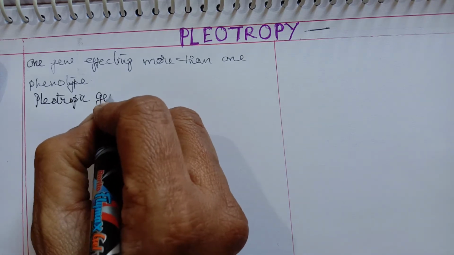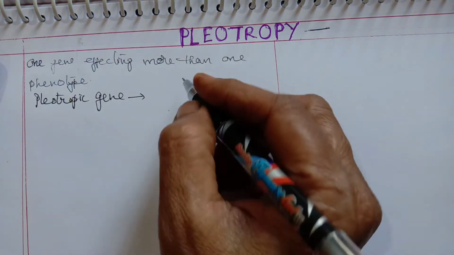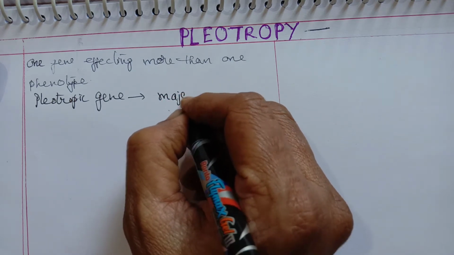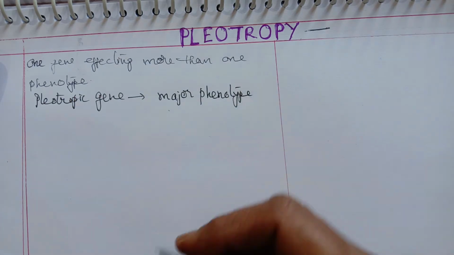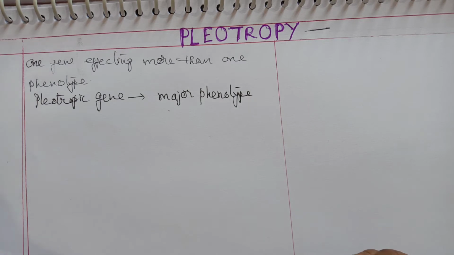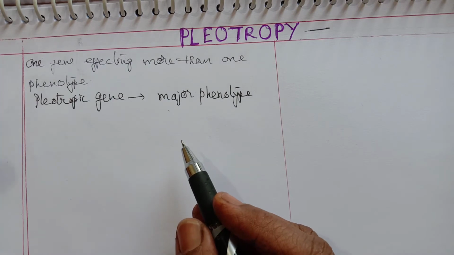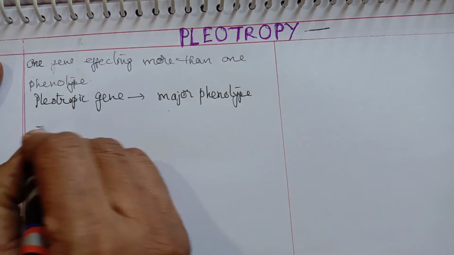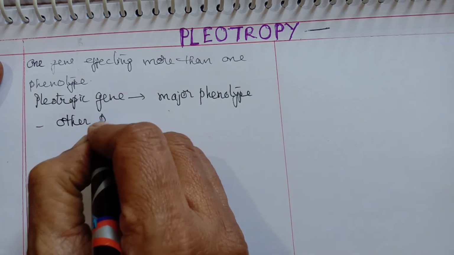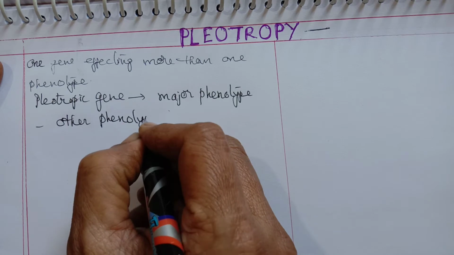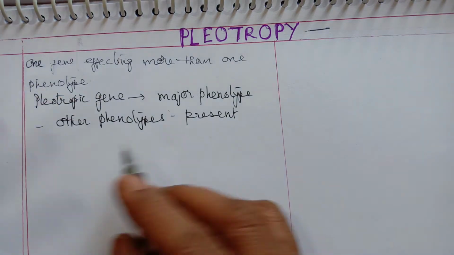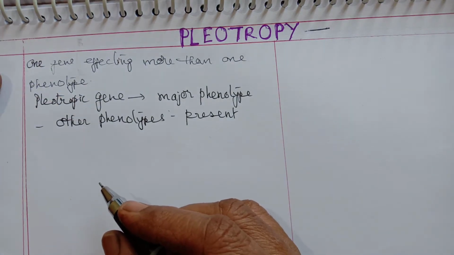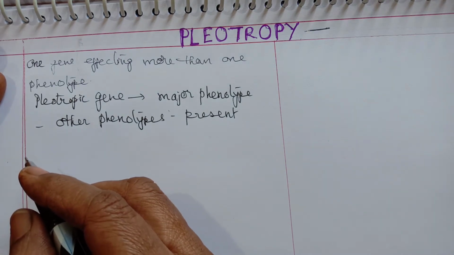This pleiotropic gene will have one major phenotype, which represents that particular genotype. Along with that, it may show other phenotypes also. These other phenotypes are because of the interrelationship between the metabolic pathways.